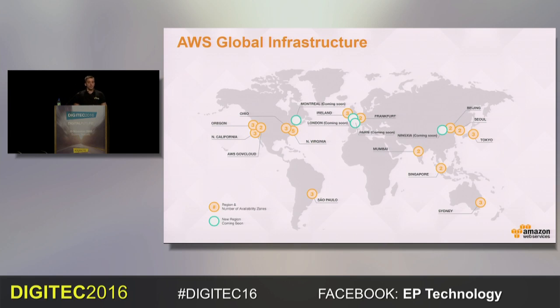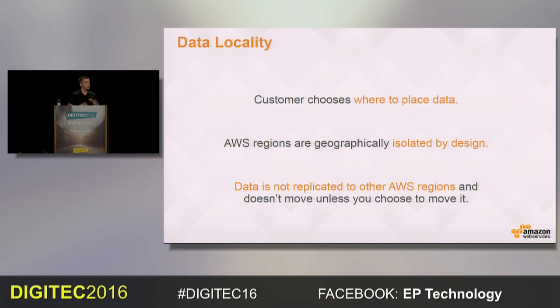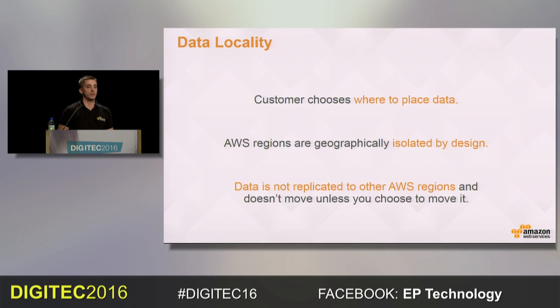What's important to remember is our regions are segregated. And what that means is that customers choose where the data is within those regions. So with Amazon Web Services, if you put your data in one region, it will always stay within that region, unless you decide to move it. Which means that they're by design isolated. Which means that by design, the data will not move outside of that region, unless you choose to do so.